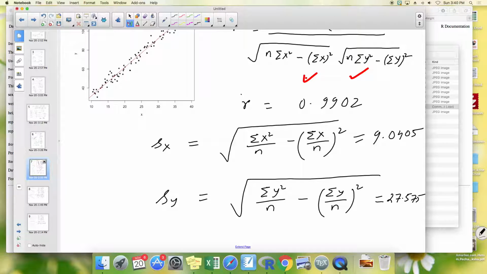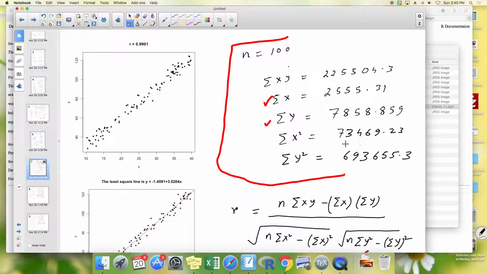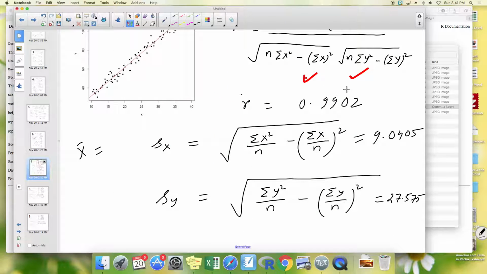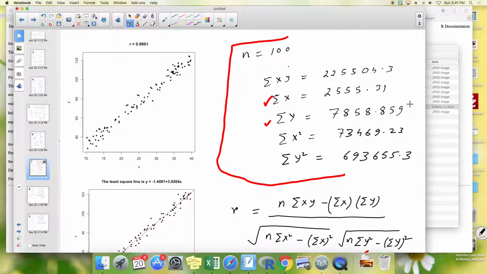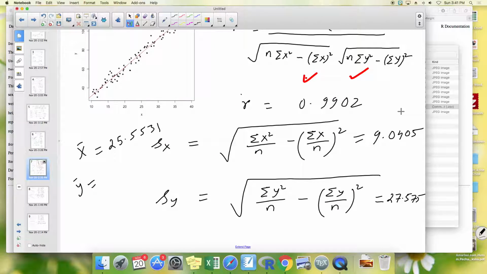And we also need x bar and y bar. X bar is summation x divided by n. Since it's divided by 100, I can do it manually. So x bar is 25.5531, and y bar is this guy divided by 100, so 78.5886.